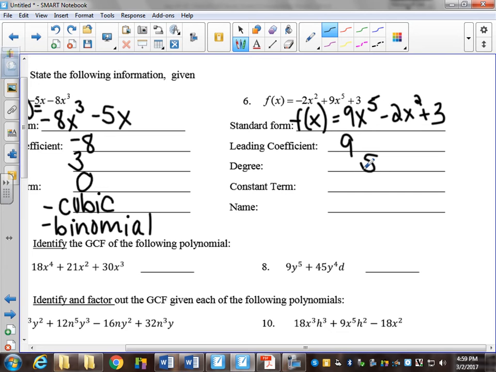My degree, which is the highest degree, is 5. Constant term, 3. There's no x attached to it. And for a name, because there's no specific name for an exponent greater than 4, you would just put 5th degree. And the type of polynomial, because it has 3 terms, is a trinomial.